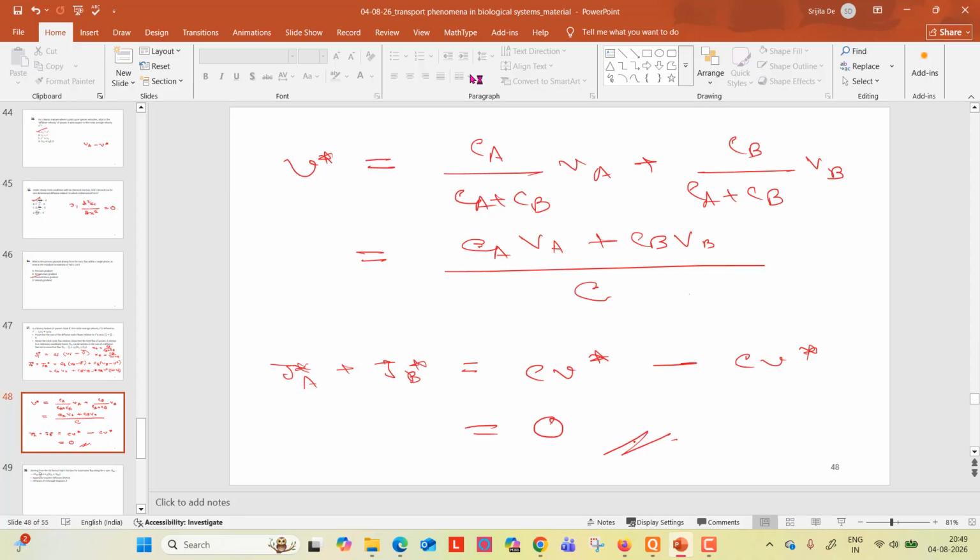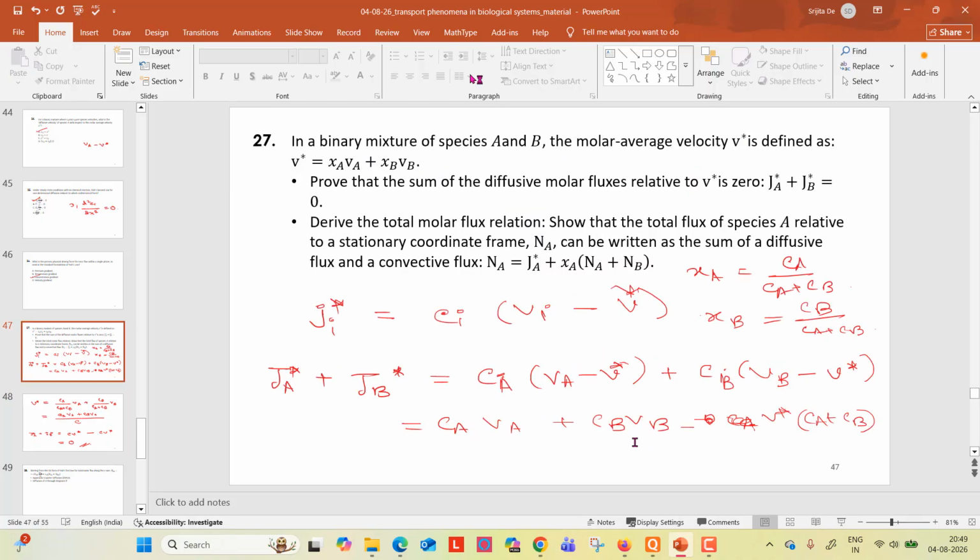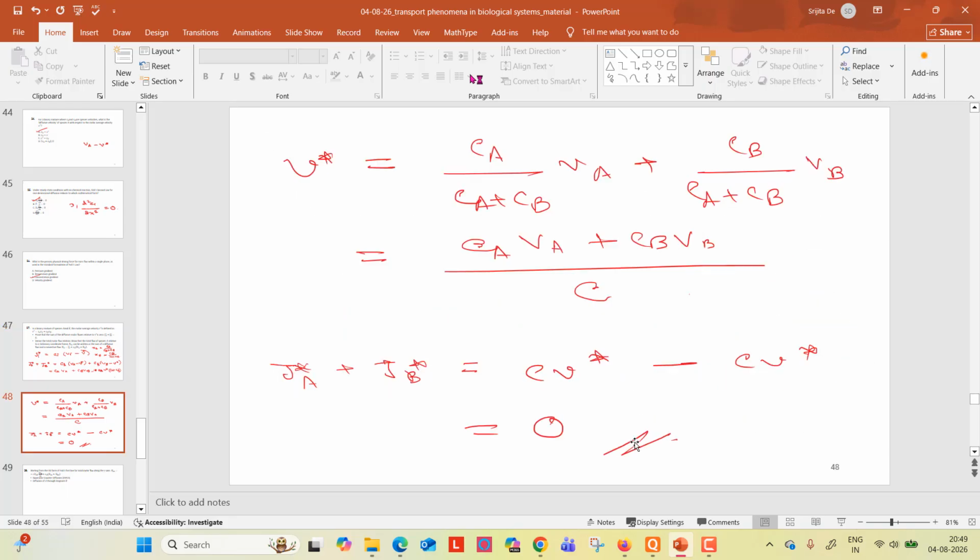The second question was: rewrite the total molar flux relation. Show that the total flux of species A relative to a stationary coordinate frame, Na, can be written as the sum of the diffusive flux and the convective flux, like this. Okay, so we'll prove that.